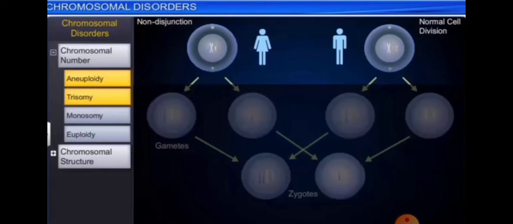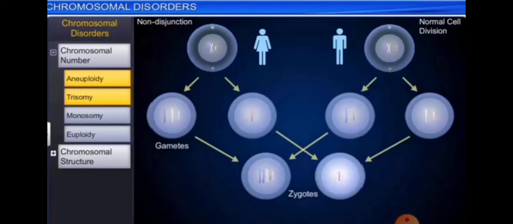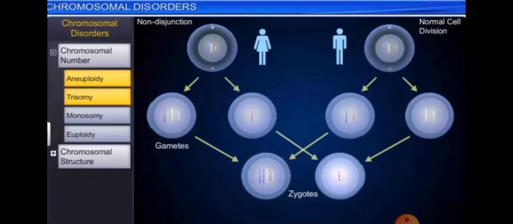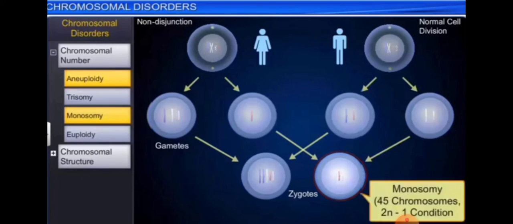A normal diploid individual has 2n number of chromosomes. However, when an extra chromosome is added, the condition is known as trisomy. That is the 2n plus 1 condition. On the other hand, when a chromosome of any pair is lost or absent, it is called monosomy. That is the 2n minus 1 condition.